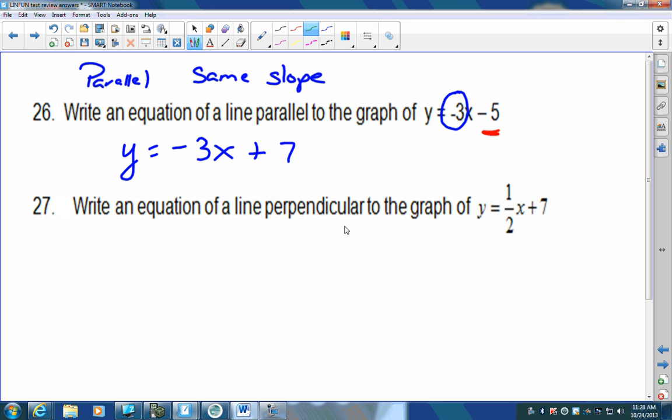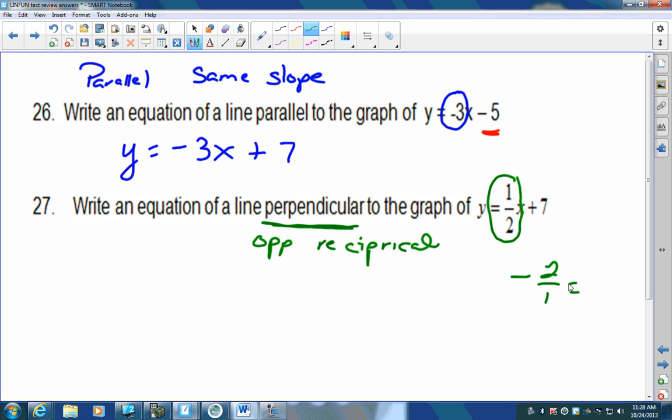Now, perpendicular. When lines are perpendicular, it still has to do with the slope right here. It's the opposite and the reciprocal. So instead of positive, it becomes negative. And then you flip it over, and that's 2 over 1. So the new slope would be negative 2. So I can write any equation that has negative 2x. I could even write negative 2x plus 7. The only thing that matters with perpendicular is that the slopes are opposites and reciprocals.